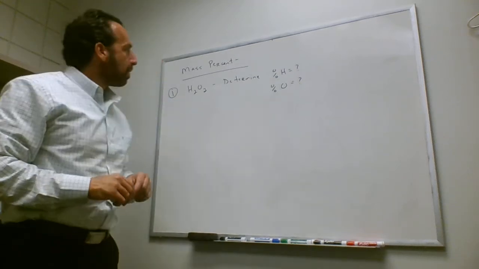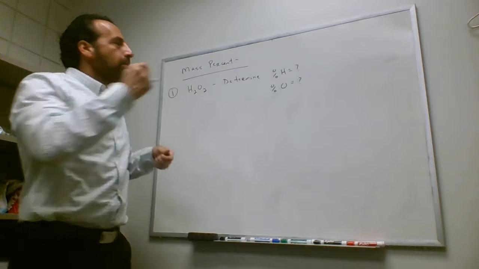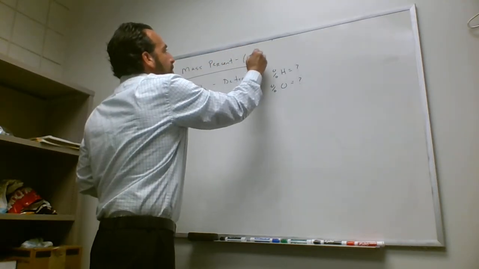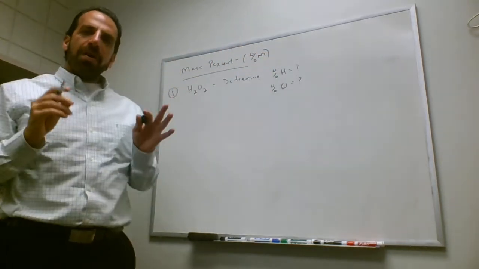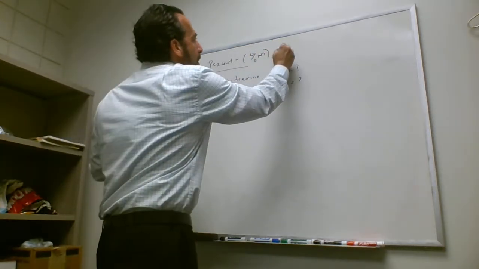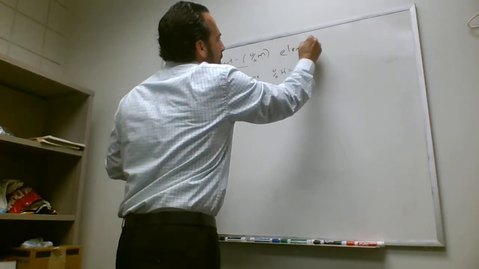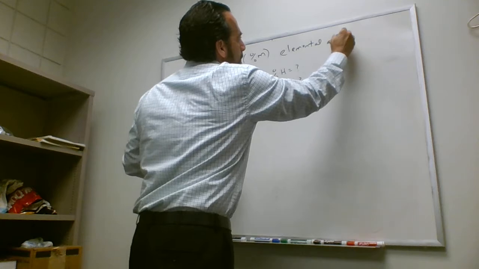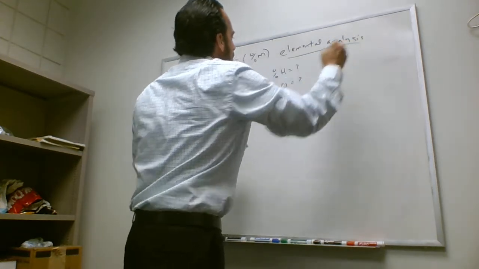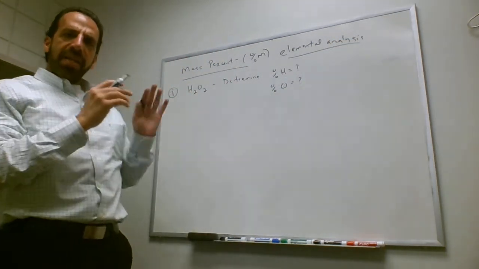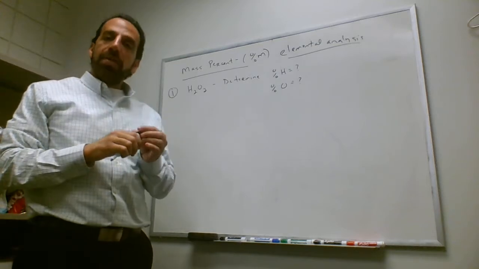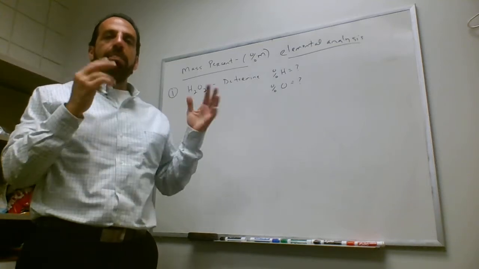So let's take a look at this percent mass or mass percent. Sometimes they'll write it like this, percent M. Sometimes they'll call this the empirical elemental analysis, in which they'll give you the percent of each element in a compound. Now the reason they like percent is because percent doesn't depend on the amount of sample.